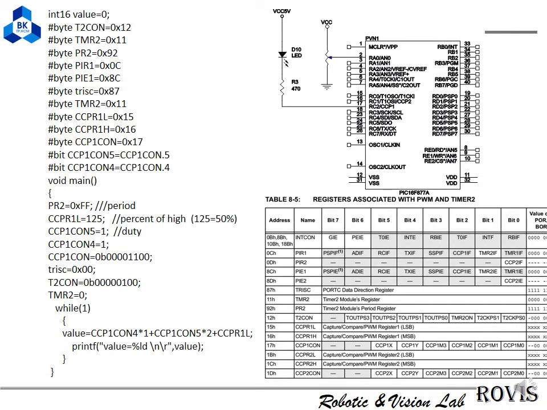So this is the example of generating the PWM signal. First we have to define the register address here, and the bit address here, and then we generate the period for PR2 here. That means if we use the 20 megahertz crystal, and we give the value PR2 is FF, it is 255.